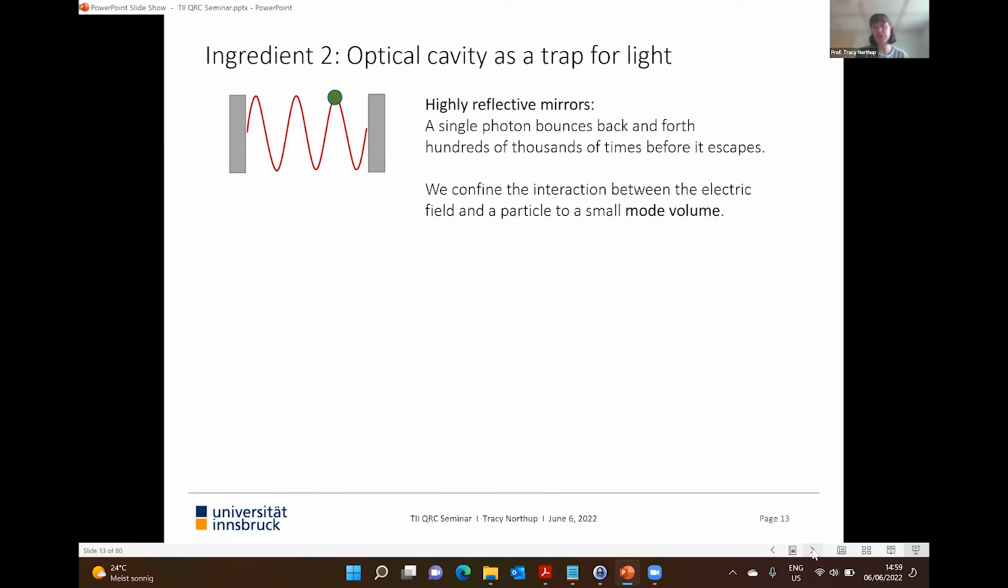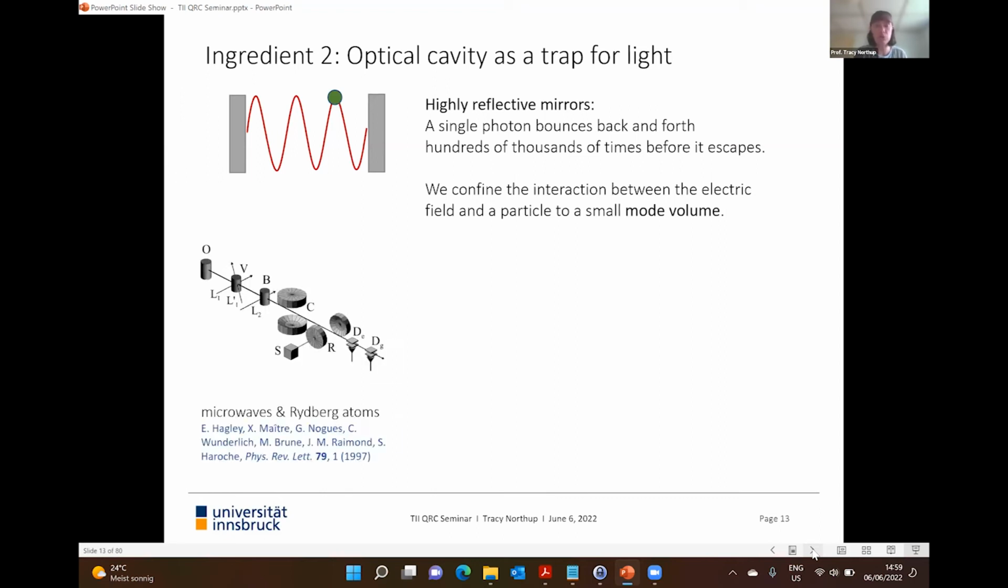And so if you have two highly reflective mirrors that are facing one another, you can think of a single photon bouncing back and forth hundreds of thousands of times between these mirrors before it escapes. And what we do is we confine the interaction, using these mirrors, between that electric field and a single particle to a very small mode volume.